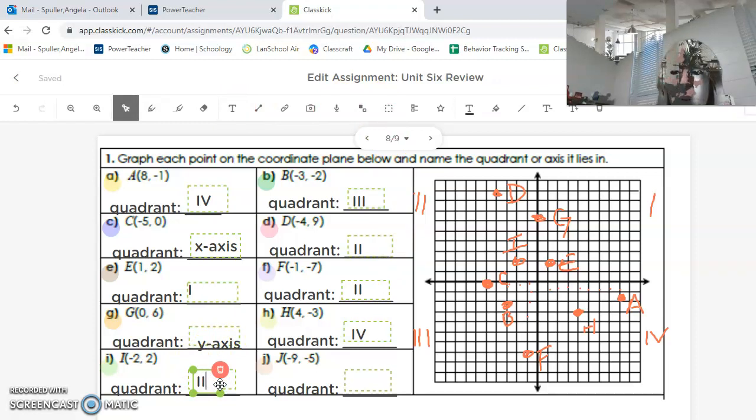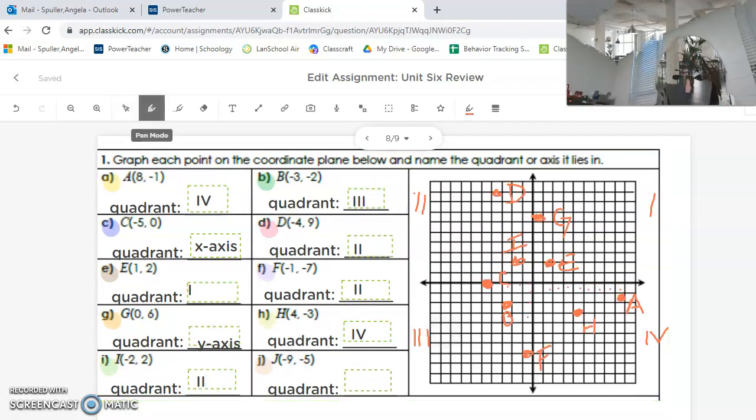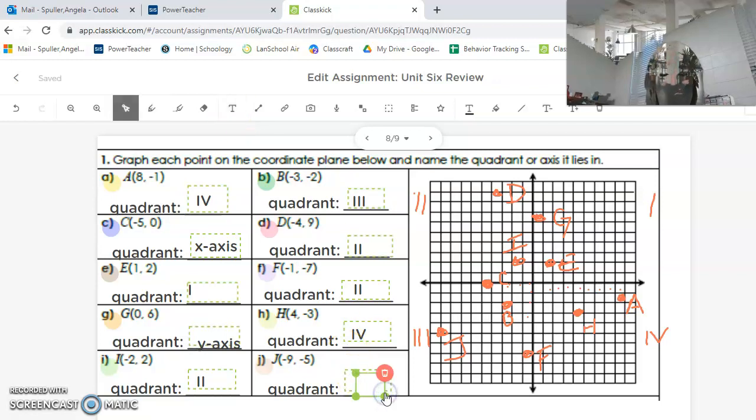And last but not least, go over 1, 2, 3, 4, 5, 6, 7, 8, 9, and down 5. 1, 2, 3, 4, 5. So, right, get my pen. Right here. 1, 2, 3, 4. Oops, I went too many. So let's try that again. Over 9. 1, 2, 3, 4, 5. And that is J, and it is in quadrant 3. Okay, last one.